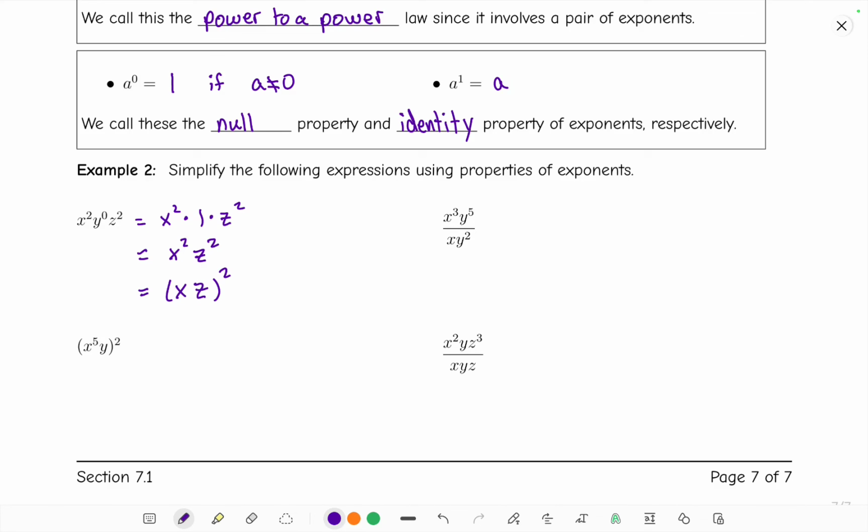Okay. Next, I'm actually going to use a fraction property first, that this is the same thing as x cubed over x times y to the 5th over y squared. That way I can then use the quotient rule of same bases for both of the separate fractions, remembering that x is the same thing as x to the first power. So then we get x to the 3 minus 1 times y to the 5 minus 2, or x squared times y cubed.